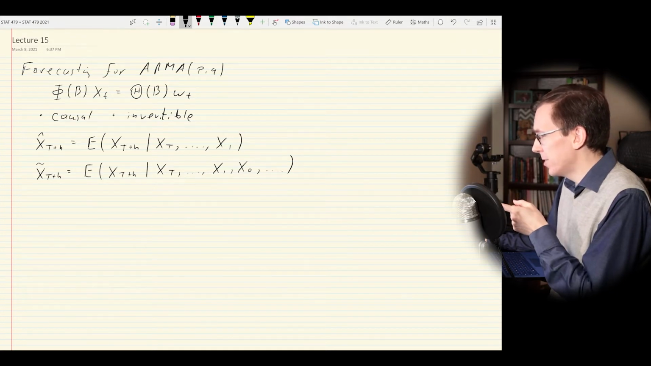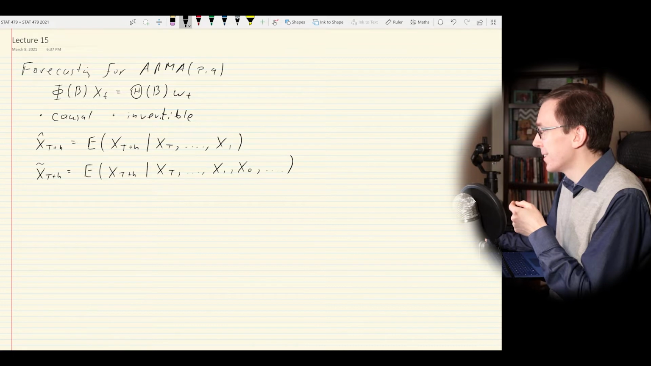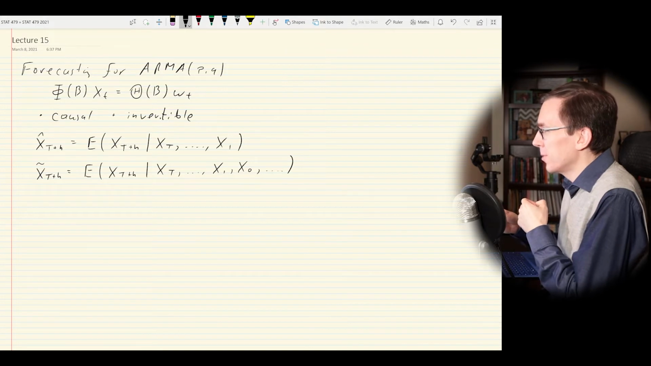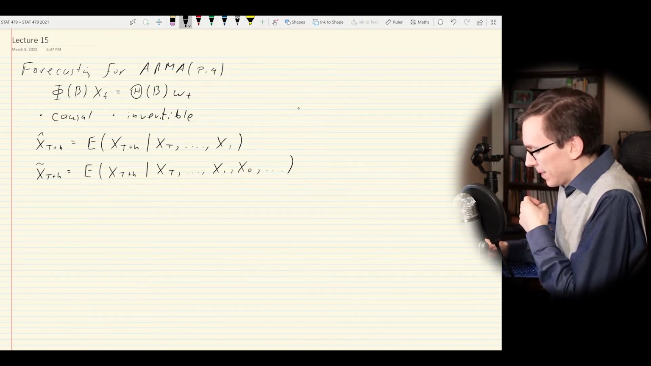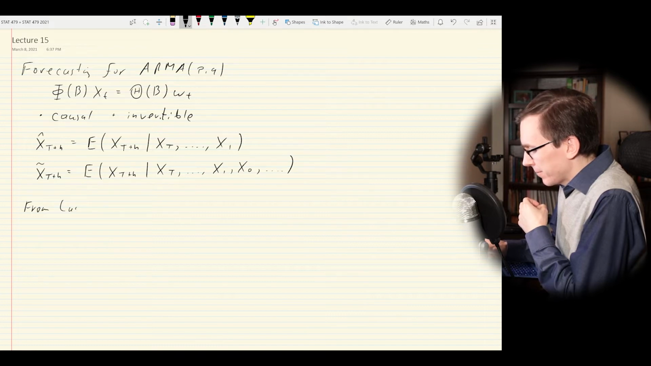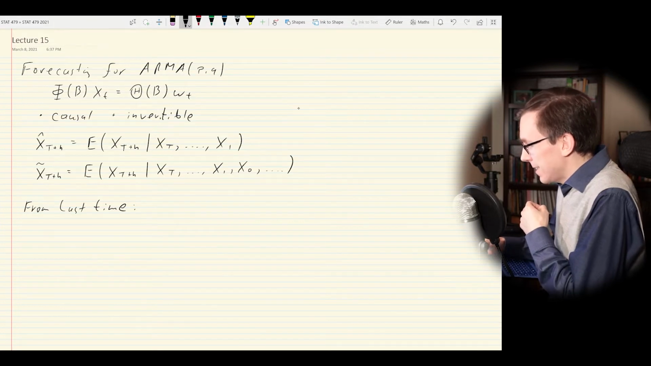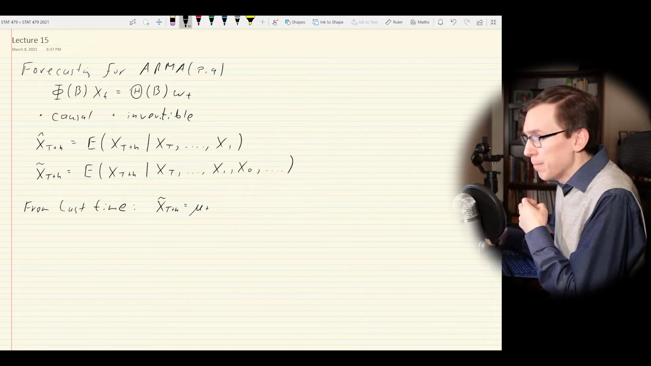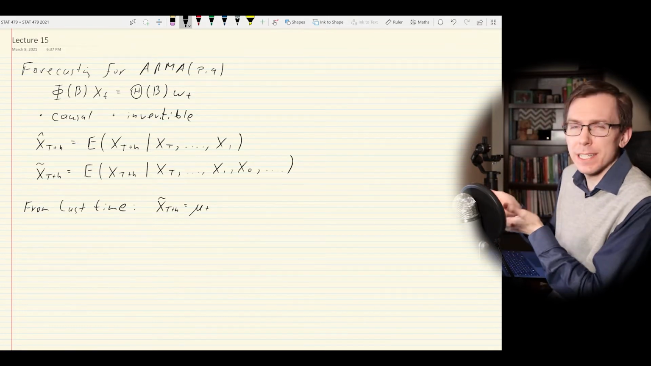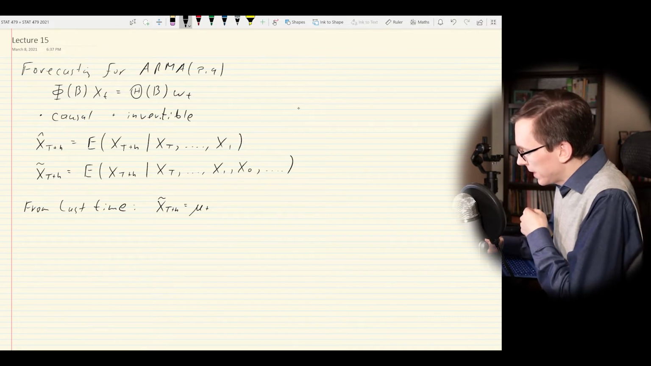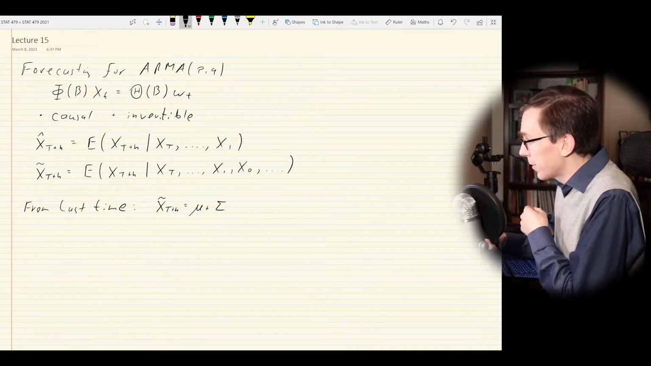So to speed ahead to what we did last time, we found a couple things. What we basically found is that there's a couple ways to look at the process. So from last time, we had this idea that, well, we can write x_t or x tilde_{T+h} in its causal form, and it's going to look like mu, the mean of the process. Again, we can assume mu is 0, but if it's not 0, we can also adapt our equations for a non-zero mean.